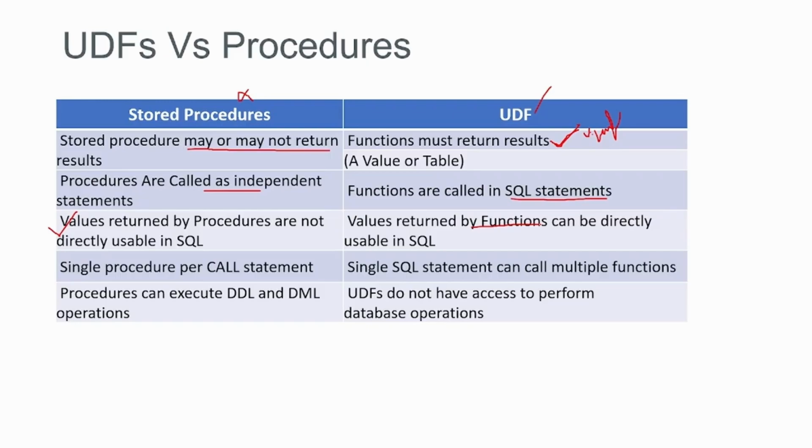We can only have a single call per procedure, but we can call the function any number of times. Multiple times, a million times you can call the same function at the same time. It doesn't have any impact. Procedures can execute DDL and DML operations. This is another plus point, that procedures have DML and DDL support, but UDFs don't have any kind of DDL support. That's a negative point, right? So this is the major difference between UDFs and procedures. Now you know what a UDF is, when you need to use the UDF, when you need to use the stored procedures, and what the syntax for that is.